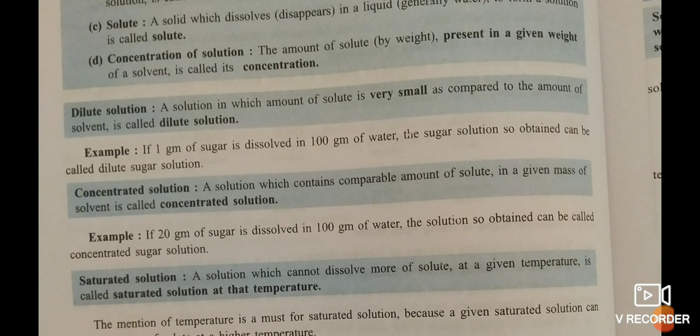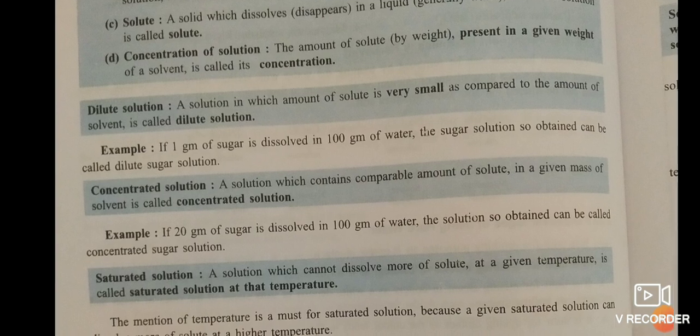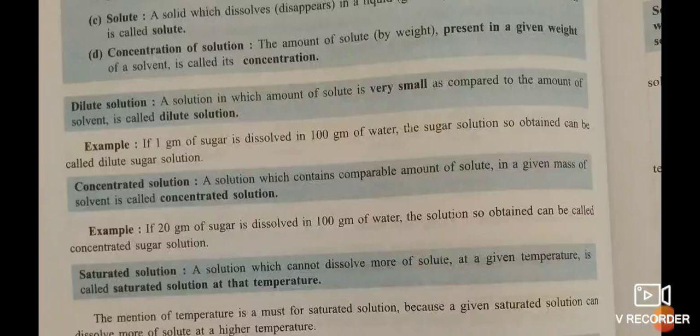The example given in your book is, if 1 gram of sugar is dissolved in 100 gram of water, the sugar solution obtained can be called a dilute sugar solution. Now a concentrated solution is a solution which contains a comparable amount of solute, that means a high amount of solute, in a given mass of solvent. Now let's see an example. If 20 gram of sugar is dissolved in 100 gram of water, the solution so obtained can be called a concentrated sugar solution.